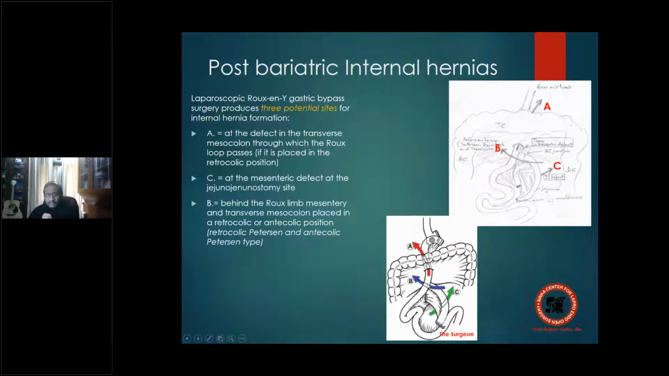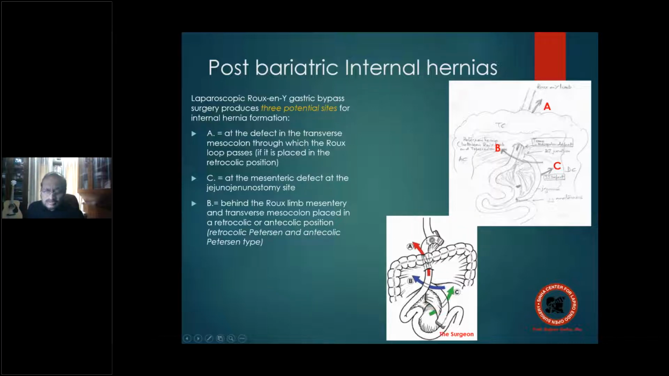It's lying behind the Roux-en-Y limb mesentery and the transverse mesocolon. So this is known as the Peterson's hernia. So you should remember three typical internal hernias. Not very common, but they are not uncommon either, so you have to remember them.